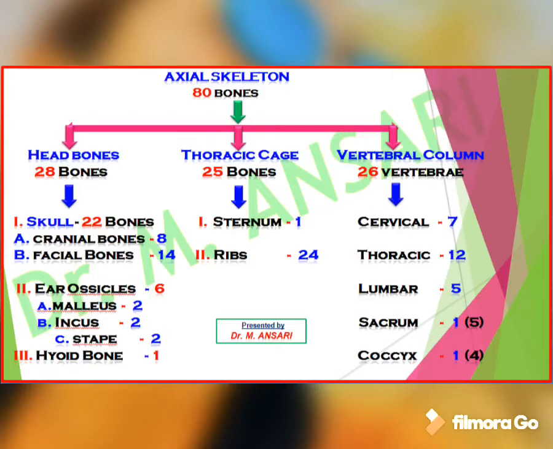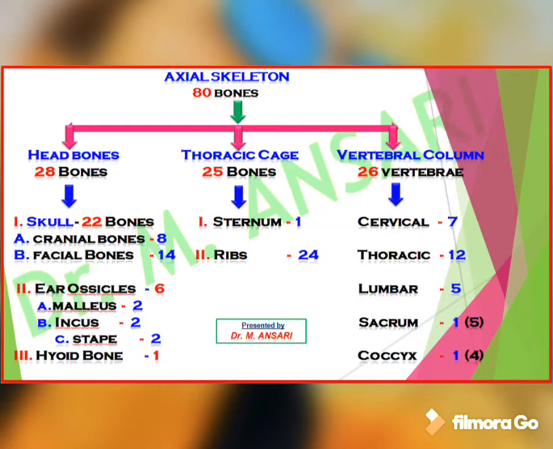The another set of bones present in axial skeleton is thoracic cage, which is also called rib cage. It consists of total 25 bones. Here, one sternum and 12 pairs of ribs, that is 24 ribs, together form thoracic cage. The third group of the bones in axial skeleton is the vertebrae of vertebral column. In adult, total 26 vertebrae are present in vertebral column.